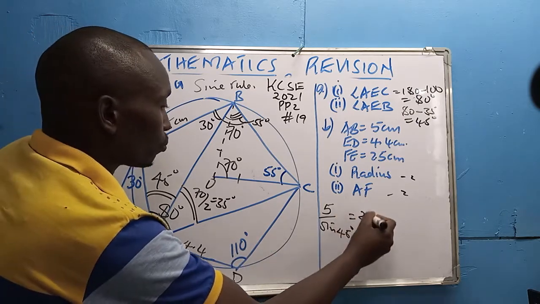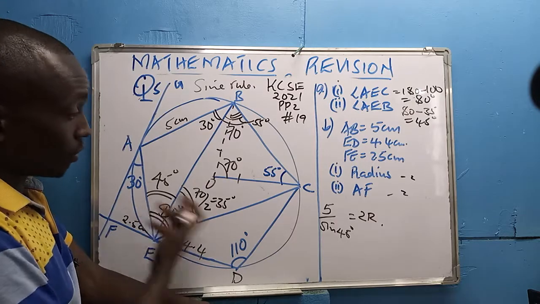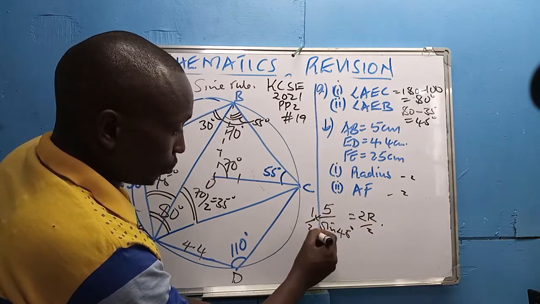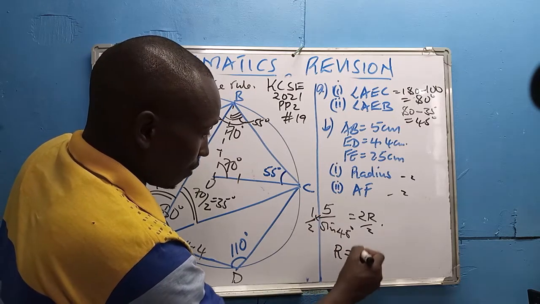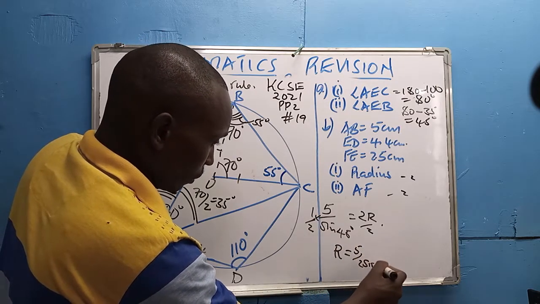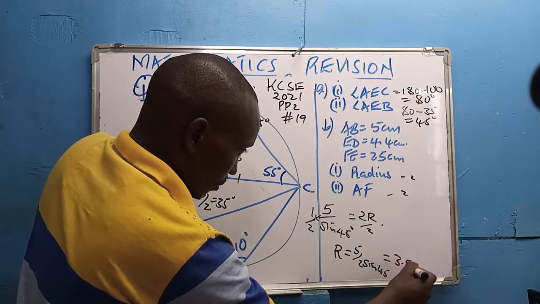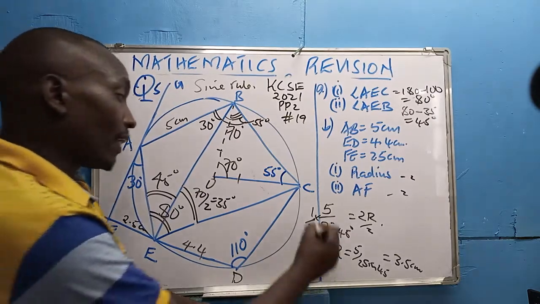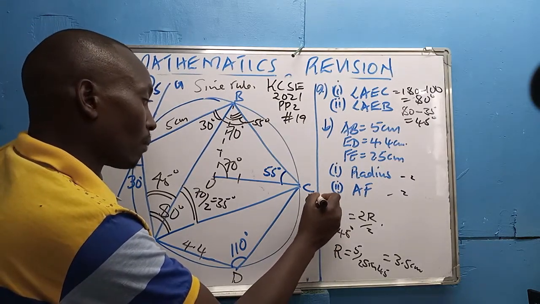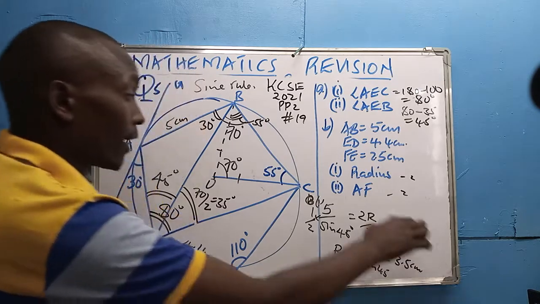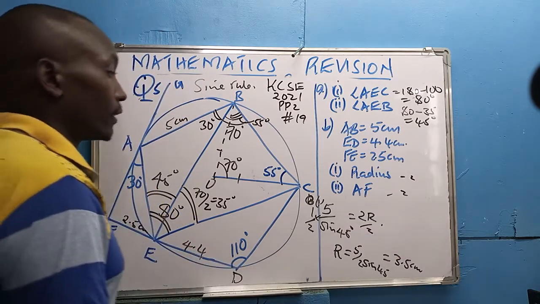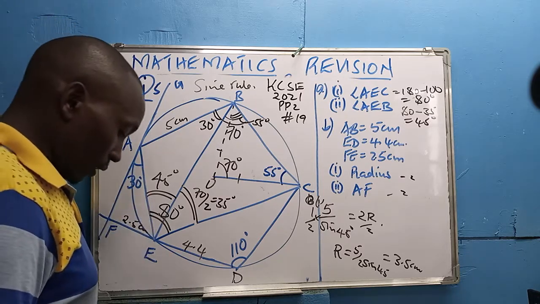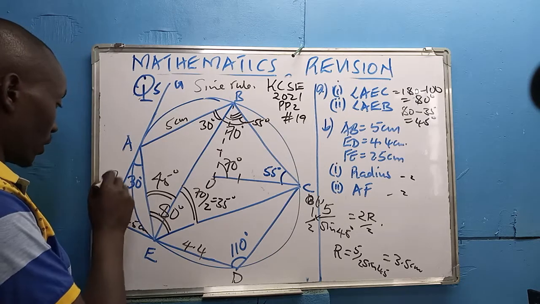will be equals to 2 radius, or whichever other sides you're given and the angle. If the student is able to work out this, divide by 2, then your R will be 5 over 2 sine 45. The student was able to get 3.5 centimeters. So, and that is now B Roman 1 done. With that, I can now do part 2. That is working out AF. AF. This is the line in question here.